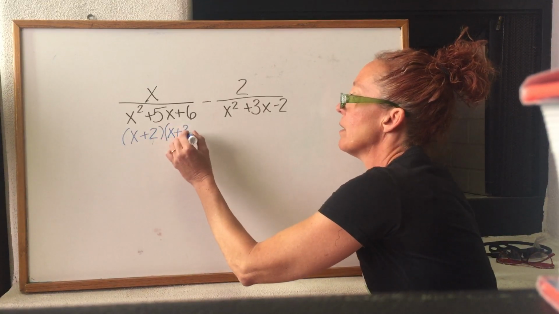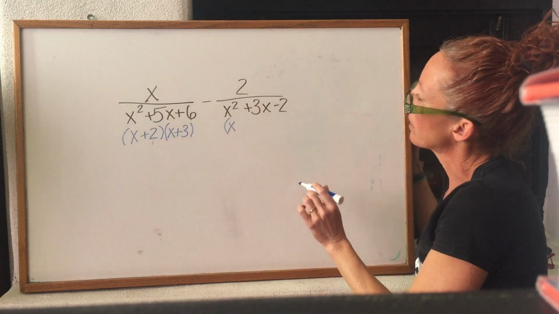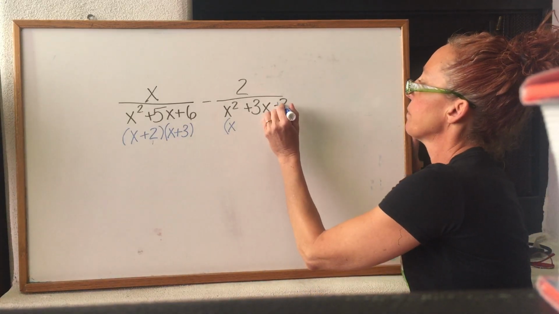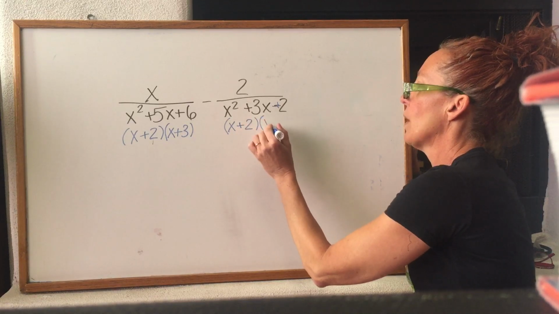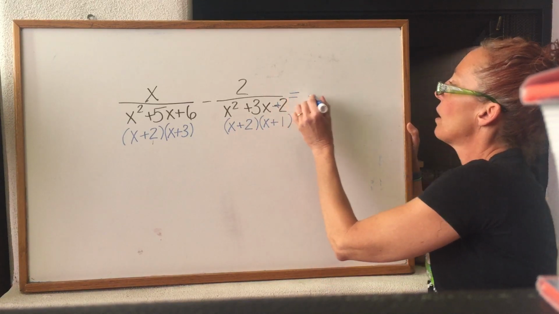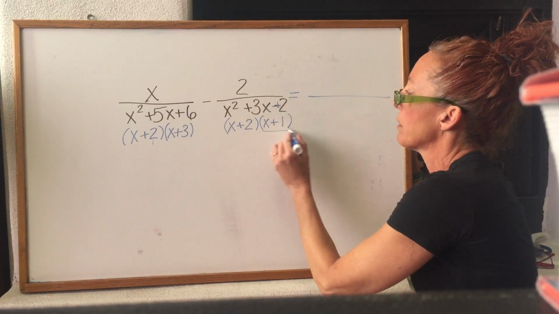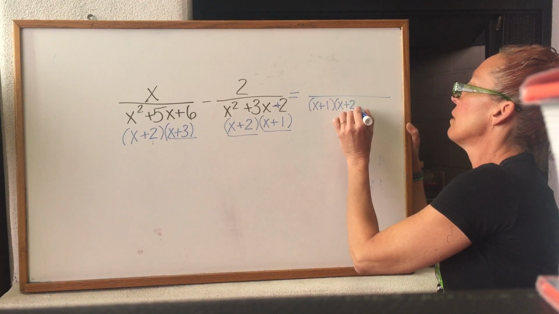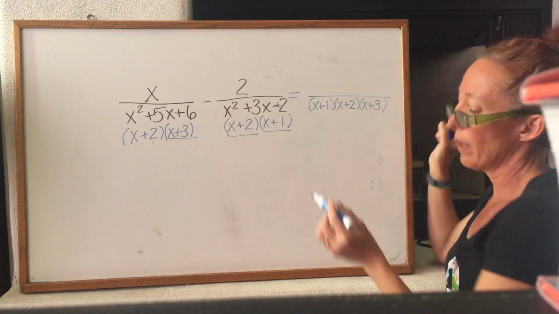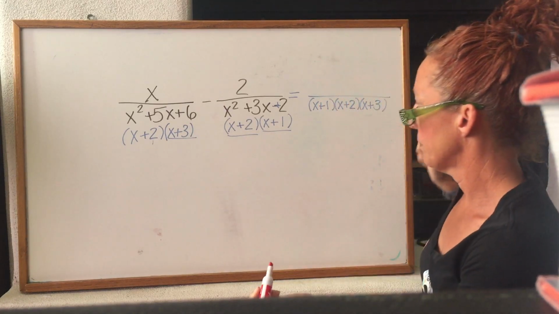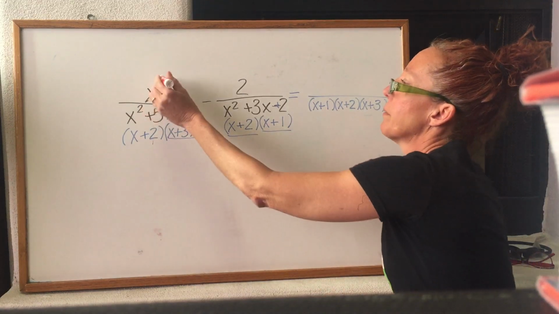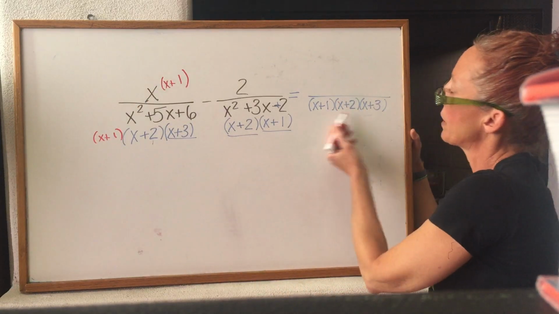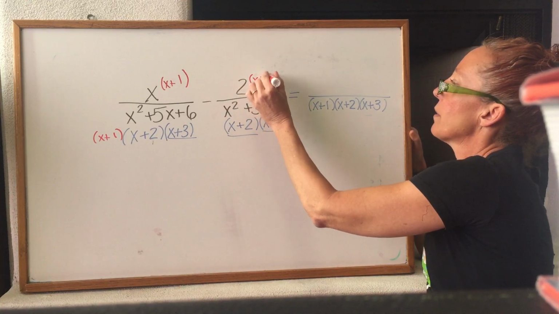All right, so we're going to factor this. I feel like I must have written it down wrong. Oh, this is a plus. All right, so x plus 2 and x plus 1. And so my common denominator, I need one of everybody I see. So I need an x plus 1, an x plus 2, and an x plus 3. All right. So what am I missing? I'm missing here the x plus 1. What am I missing here? I'm missing here the x plus 3.